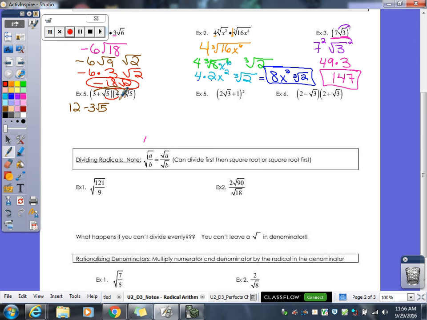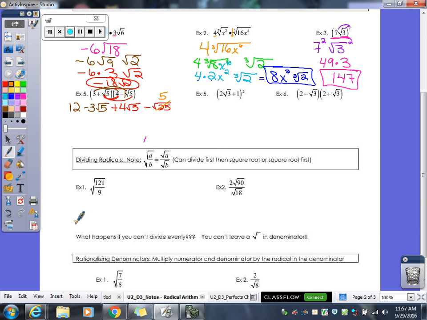You can only multiply under the radical if both things are under the radical. So then we have to distribute the radical 5. So radical 5 times 4 would be 4 radical 5. And then radical 5 times negative radical 5 would be negative square root of 25. What is the square root of 25? 5. So this really is a 5.